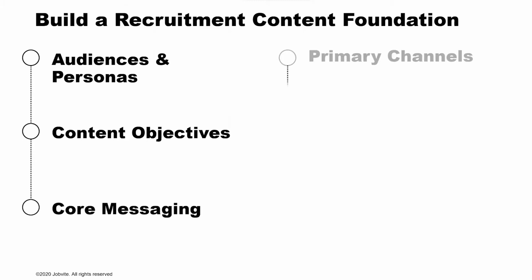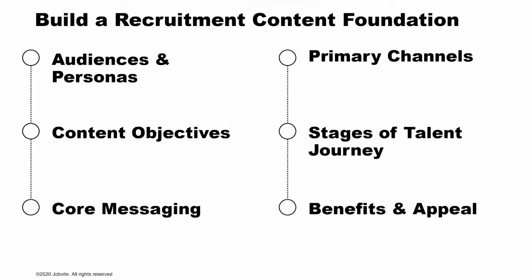We've already talked about key talent audiences and personas. So next is to develop your content objectives. What do you want your recruitment content to achieve? And how will you measure success? For example, you might want to increase your career site visitors by a certain percentage. Or what about growing your overall social followers? Make sure that your objectives are measurable, time-bound, and specific.